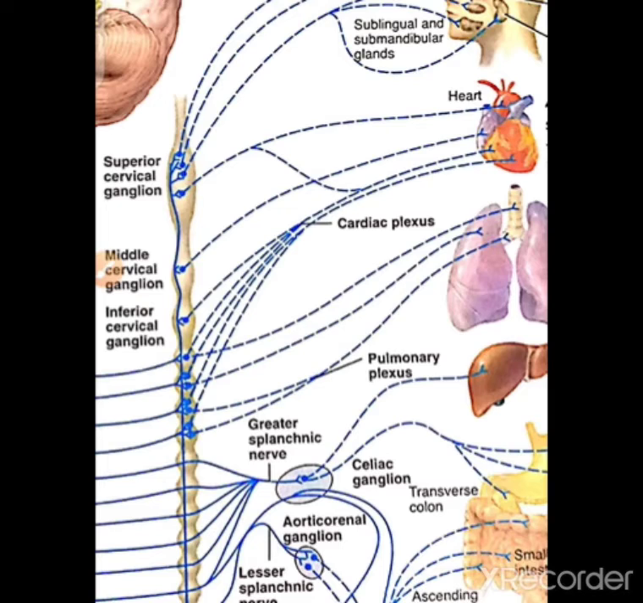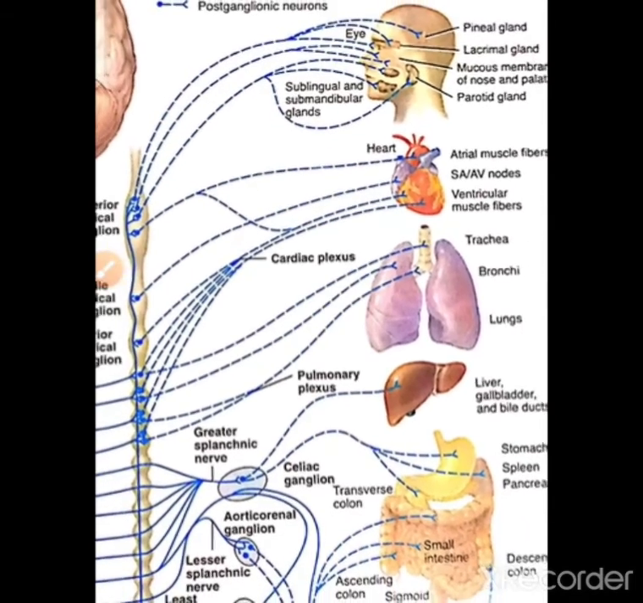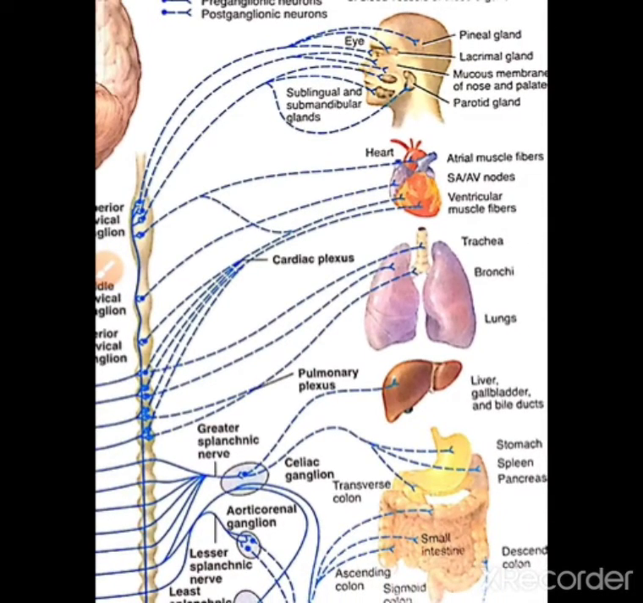Now, the upper half is supplied by the sympathetic trunk ganglia. You can see they supply the brain, sublingual and submandibular glands, eyes, pineal gland, lacrimal gland, and mucous membrane. Distribution is primarily to the smooth muscles of blood vessels. These organs, the pineal gland, lacrimal gland, mucous membrane of nose and palate, and the parotid gland, are supplied by the superior cervical ganglia. The postganglionic fibers from the superior cervical ganglia go to the sublingual and submandibular glands.